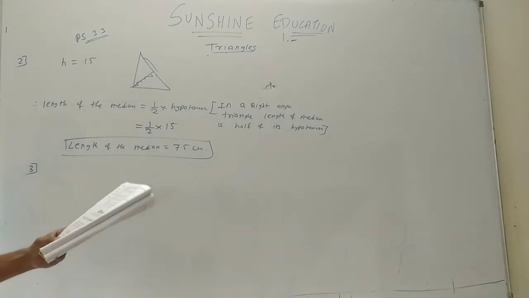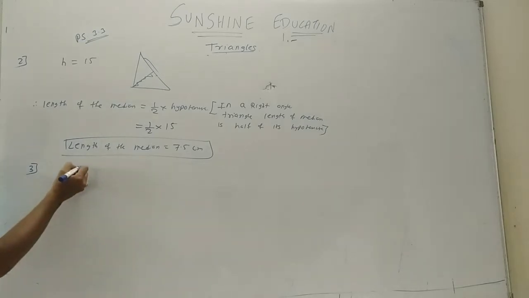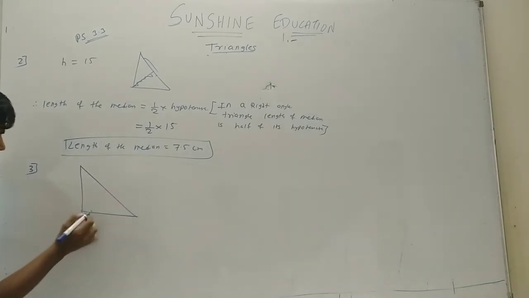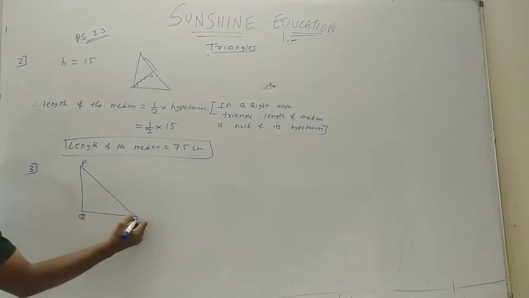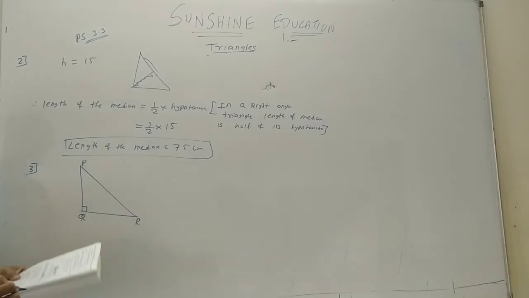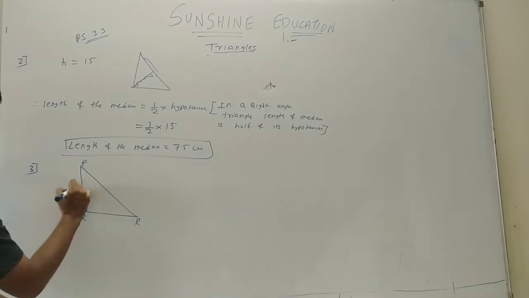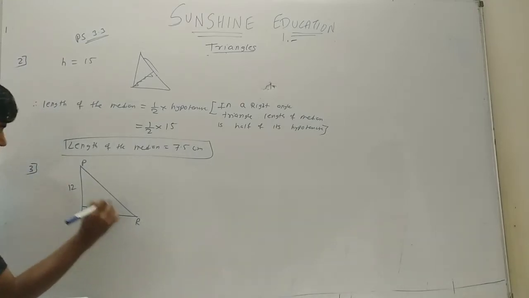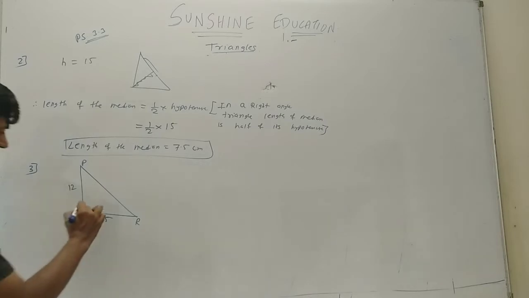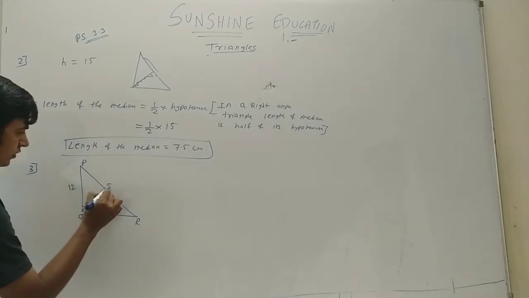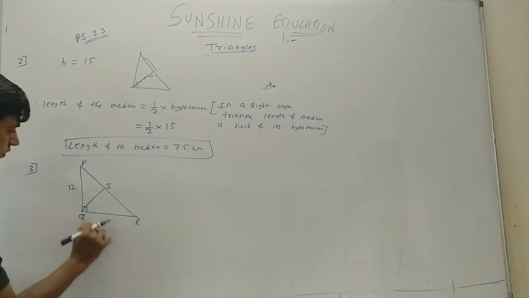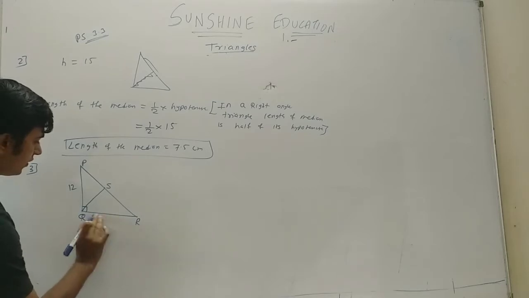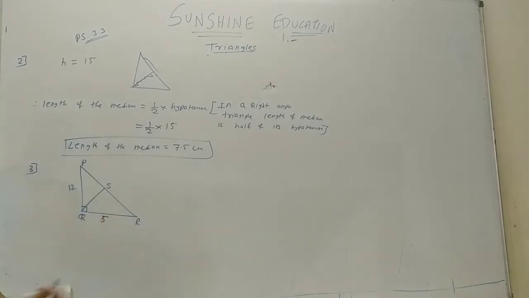What is given? In triangle PQR. So we draw a triangle PQR, where Q is 90 degree, PQ is 12, QR is 5, and QS is the median. QS is the median. QR is 5. I will write it 5 properly.